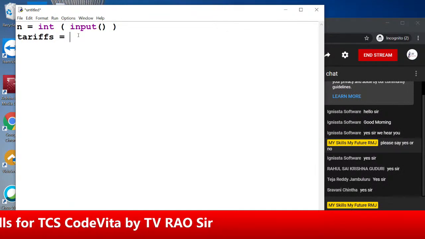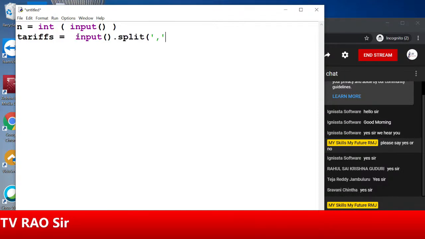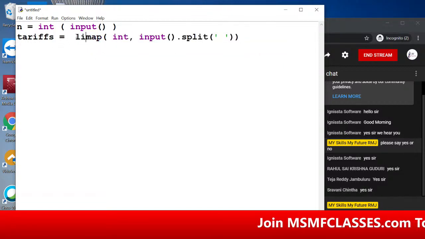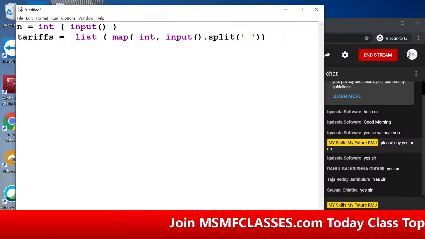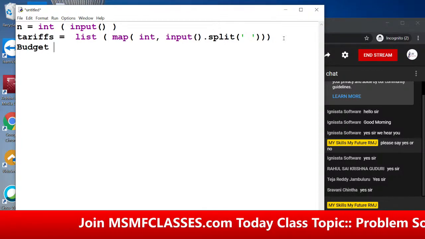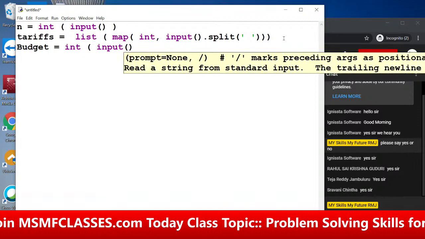You know how to read them. input().split(' '), map them into integers, and then make it a list. So this is how you read tariffs. Next, the budget. Read the budget as well. This is single value, so you can easily convert this to integer.